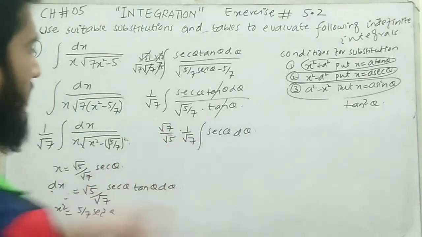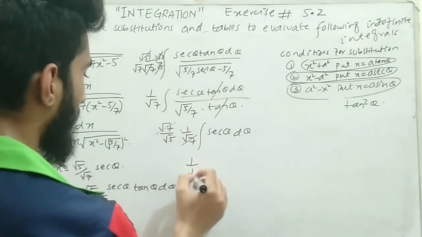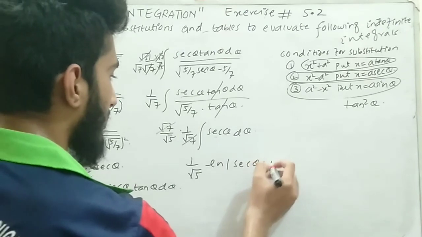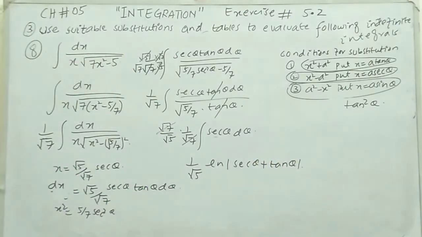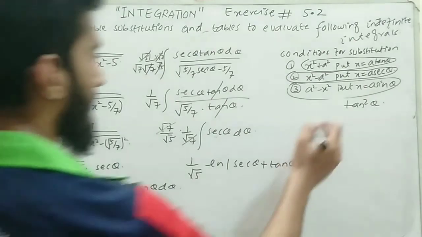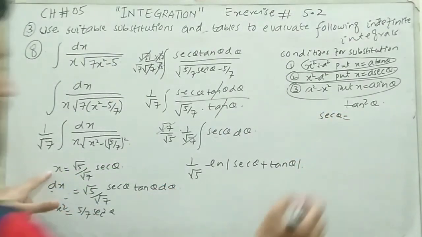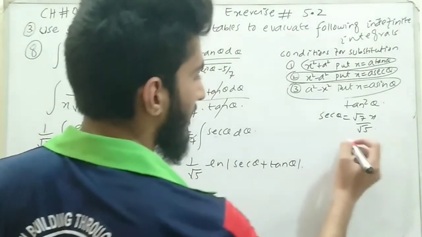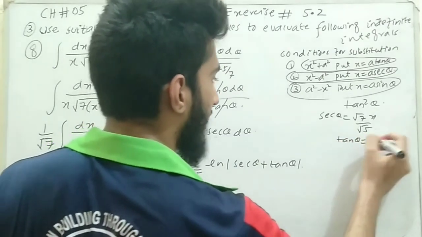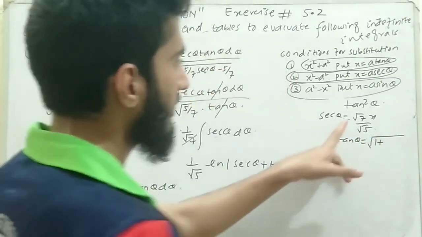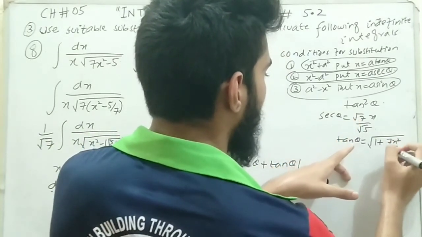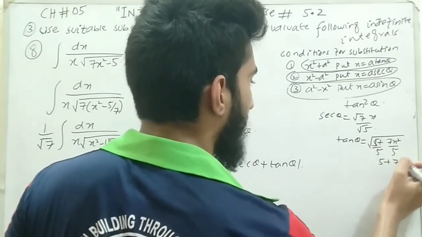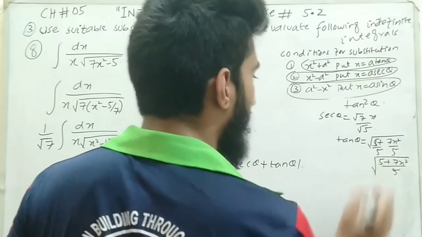After this, root 7 is cancelled with root 7, and we are left with 1 over root 5, and you know that the integral of secant theta is ln of secant theta plus tangent theta. Now secant theta is equal to root 7 x divided by root 5 from here. According to the formula, tangent theta will be the root of secant squared theta minus 1. So it gives us 7x squared divided by 5, and writing 5 divided by 5, it gives us the root of 7x squared minus 5, divided by 5. So this is tangent theta.